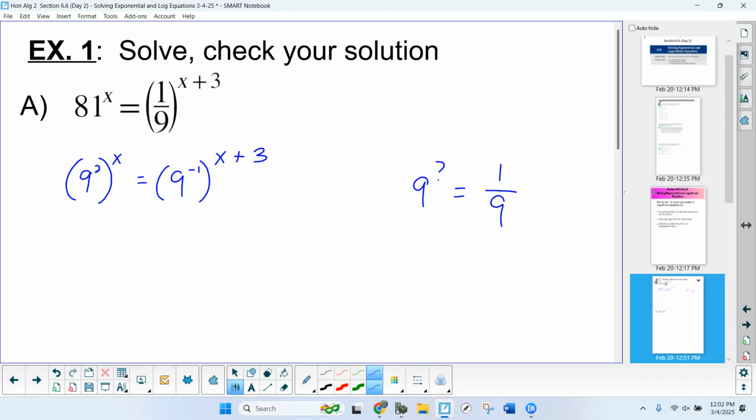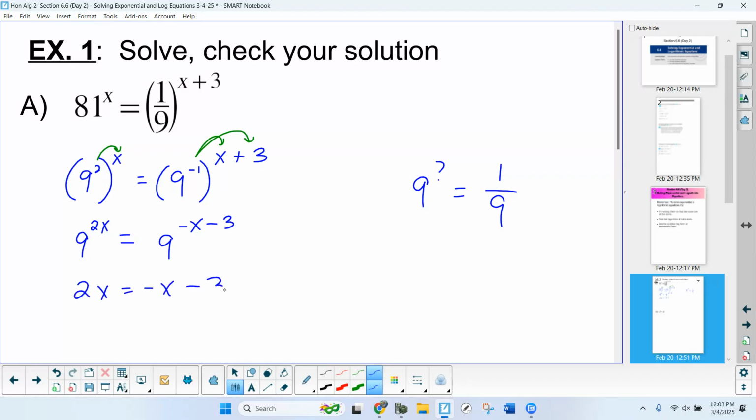So now she has same bases. So now what can you say here? 9 to the 2x is equal to what? 9 to the -1x minus 3, because again, she said she's got to distribute. And now, since you have 9 to the 2x equals 9 to the -x minus 3, what can you say are equal? 2x equals -x minus 3.